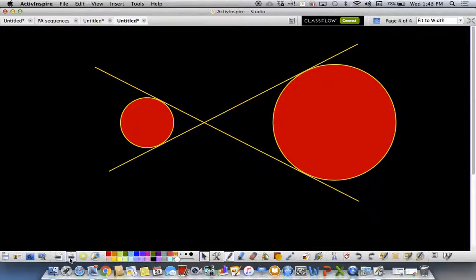This is an internal tangent. We still are given the exact same two pieces: two circles and a tangent line that's touching both circles. Okay? These are internal.